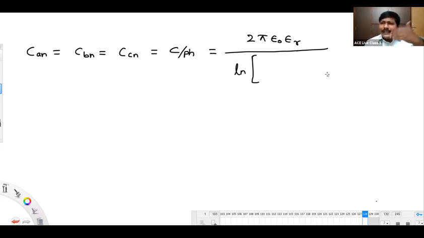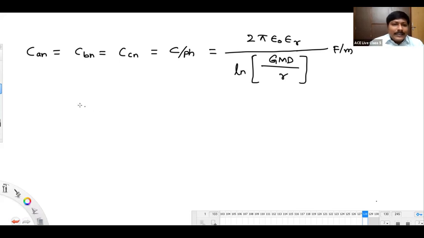Earlier it was d by r, but now I will say it is GMD by the radius of the conductors. Not GMR. GMR will not come in this capacitance calculation. We get only the size or radius of the conductors. So it's 2 pi epsilon naught epsilon r by ln of GMD by r, farad per meter.